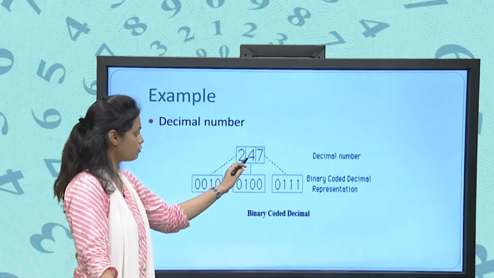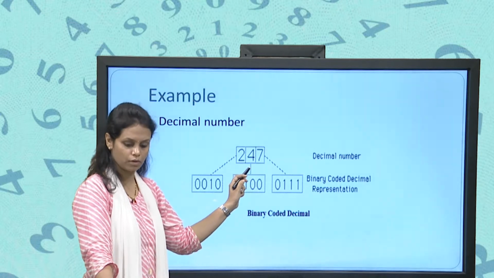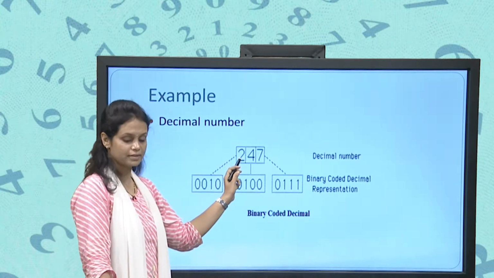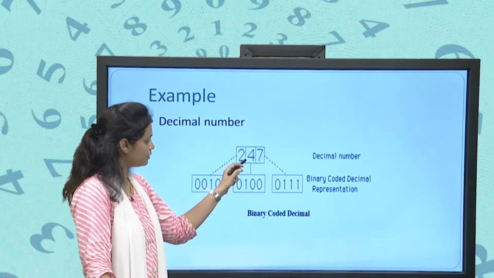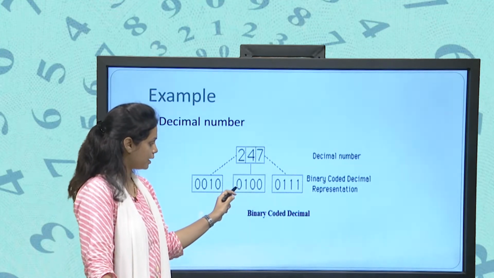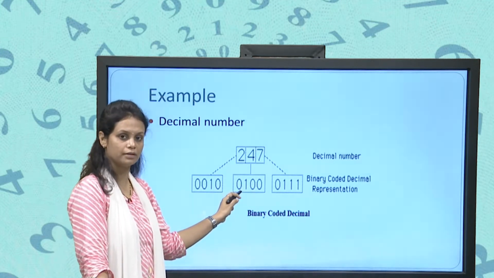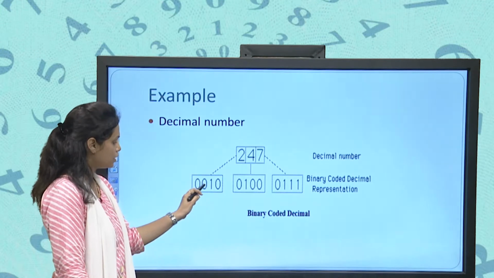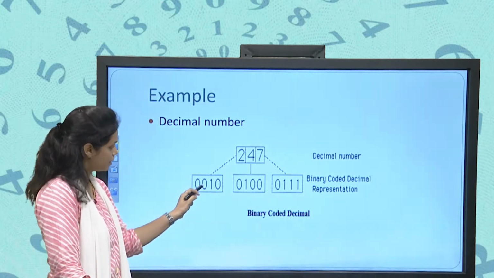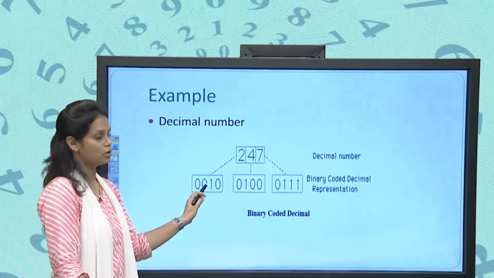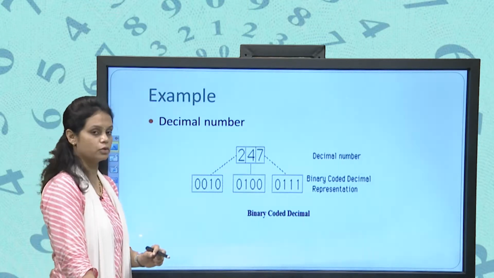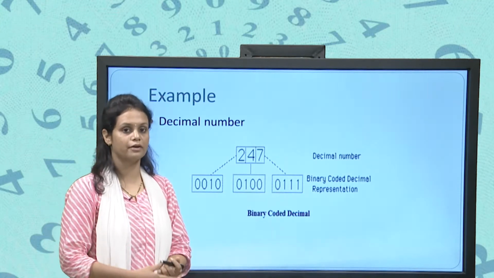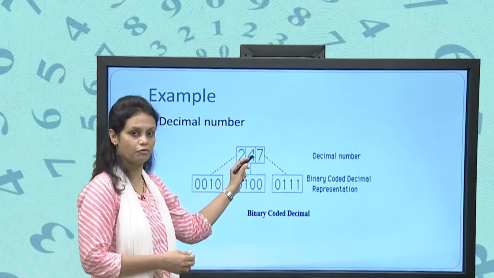So this is the 7. Okay. Now again we separately represent 4 using 4 bits, right. So how will we represent the 4? How will we convert it into binary? Again we will write 8421, and at the place of the 4 we will keep 1. Fine. So this is the value of the 4 in the binary system. Again for the 2, this is the 8421, and at the place of the 2 we will keep 1. So the whole number is 0010, 0100 and 0111. This is the binary coded representation of the decimal number 247.